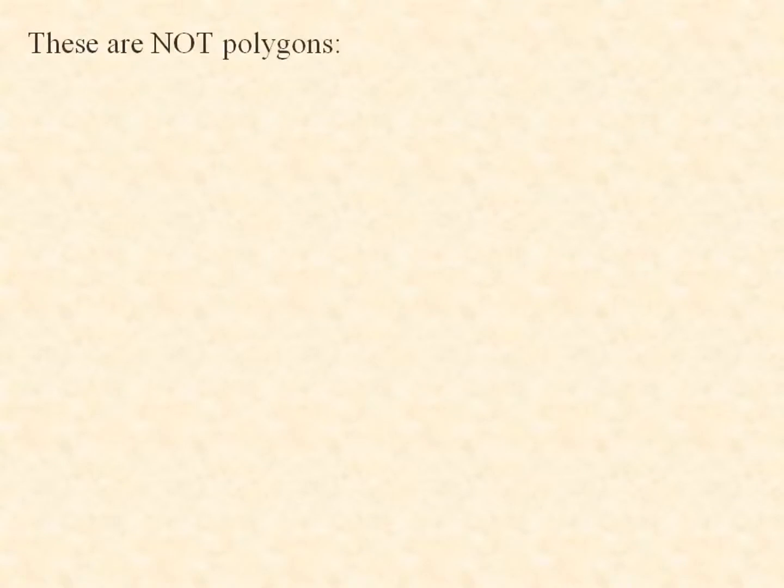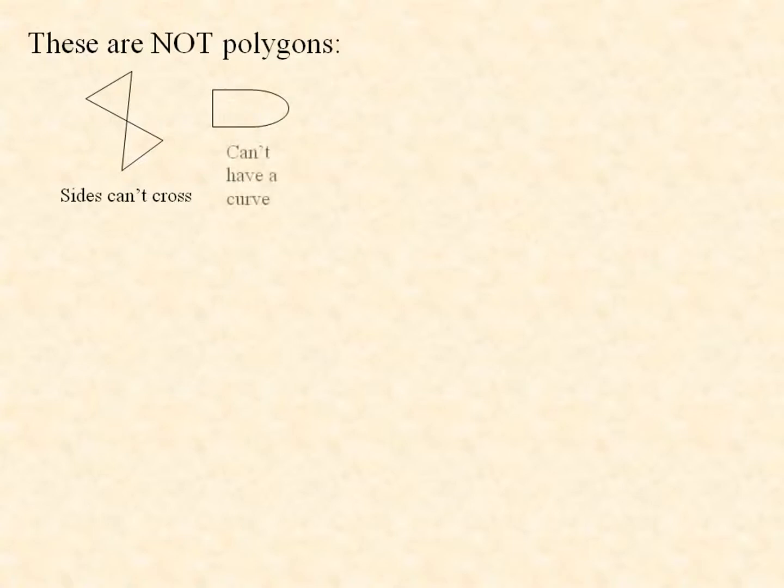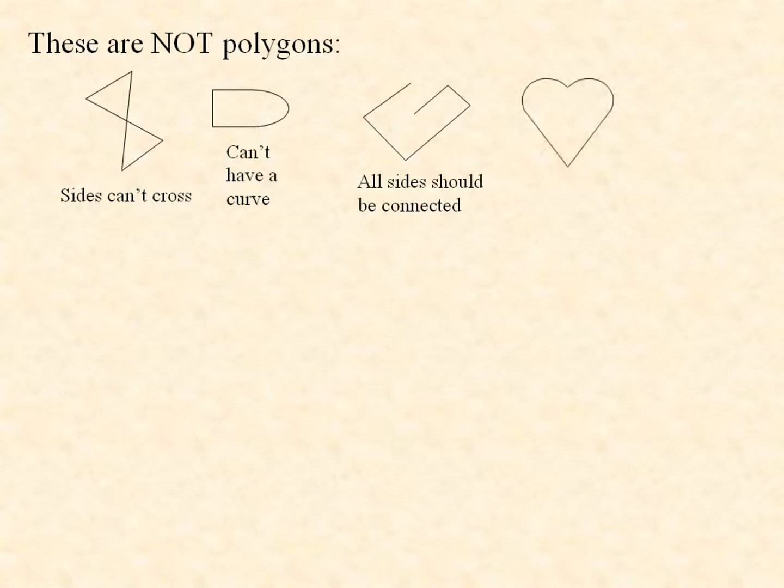Here are some figures which are not polygons. This one's not a polygon because two of the sides are crossing each other. You can't have that. It has to be simple. This one's not a polygon because it's got a curved side. This one's not a polygon because it's not closed. All the sides have to be connected. And another one that's not a polygon because the sides are curved.